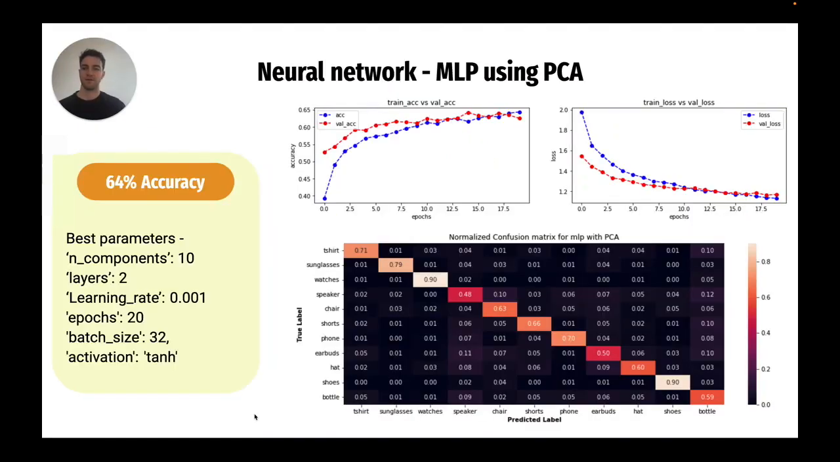So just on the left here, you can see which were the best parameters that were determined to build this model, and this was done again with random search cross-validation. So the number of principal components was determined to be 10. The layers in the model actually was increased to 2. Learning rate was 0.001, epochs were 20, batch size 32, and the activation was tanh.